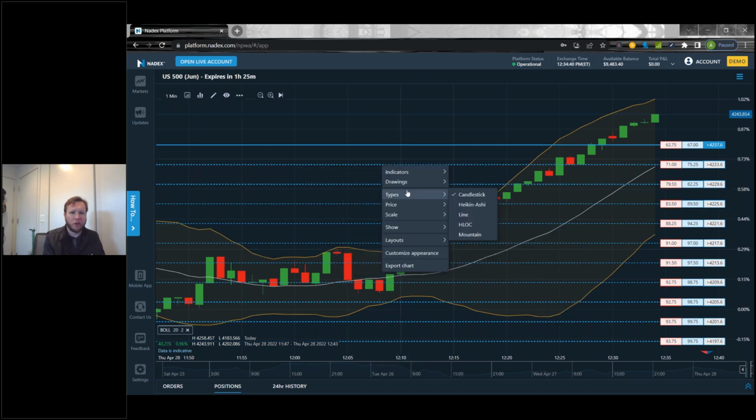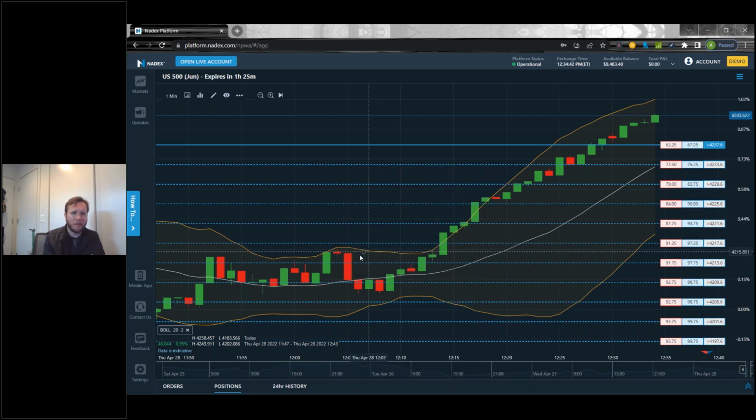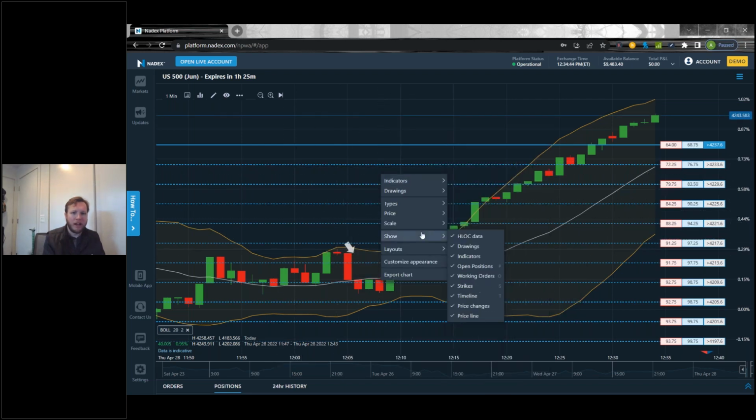Moving on down, we have our drawings. So again, if I have my drawings here and I have my arrows here, I can actually toggle those off and just sort of hide my drawings. And I can toggle them back on to show my drawings. Same thing with indicators, toggle my indicators on and off. Pretty self-explanatory. So then we have our open positions, working orders, and strikes.